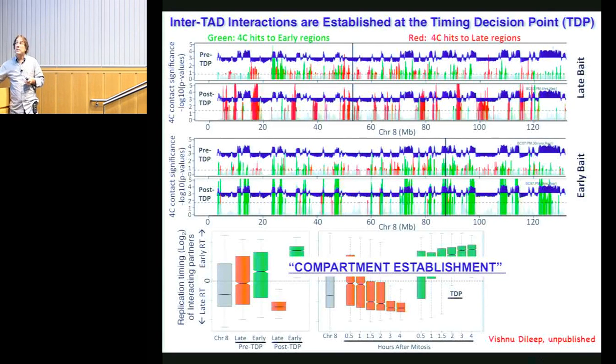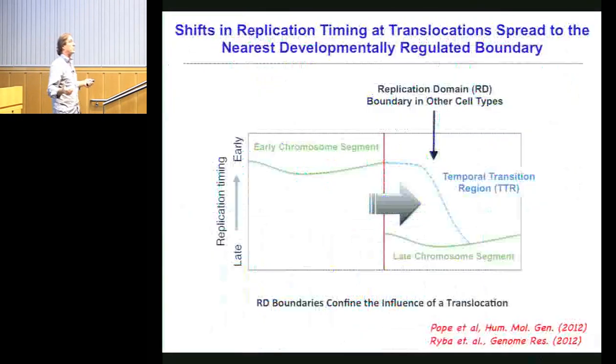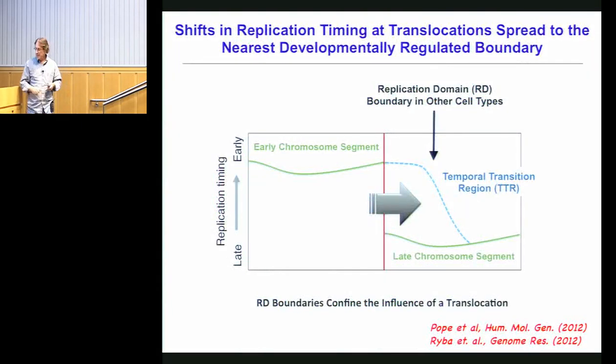Okay, so up until now, I've shown you lots of genomics, which is correlation. There's no causality in genomics, despite what some papers claim. So the question is, these TADs and their boundaries and their equivalence to replication domain, is that functionally important? Does the structure of the TADs really matter to the cell? And we think so. I'm going to show you a couple of lines of evidence in the next few slides.